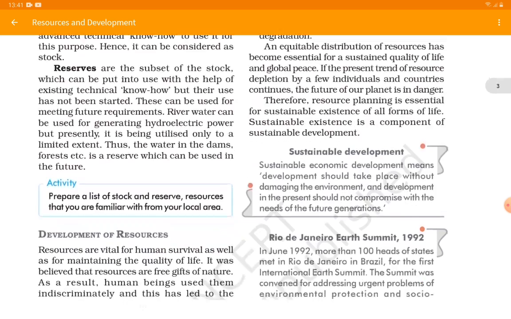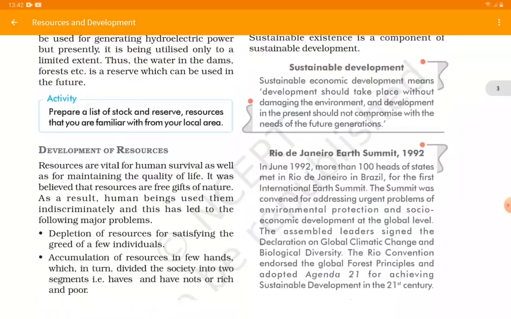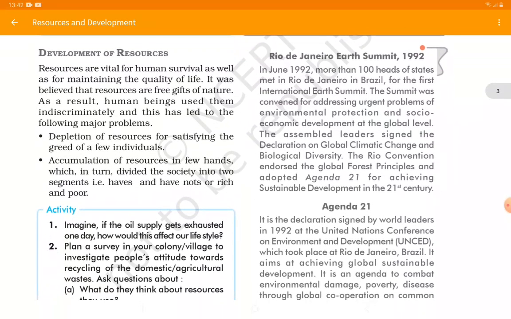Now there was the Rio de Janeiro Earth Summit of 1992 also, and Agenda 21. Let's read it. First is the Rio de Janeiro Earth Summit of 1992. That is a 3-mark question.